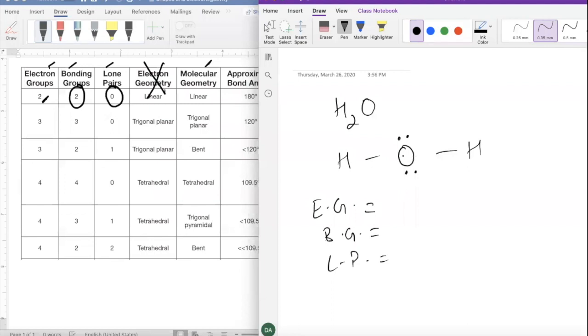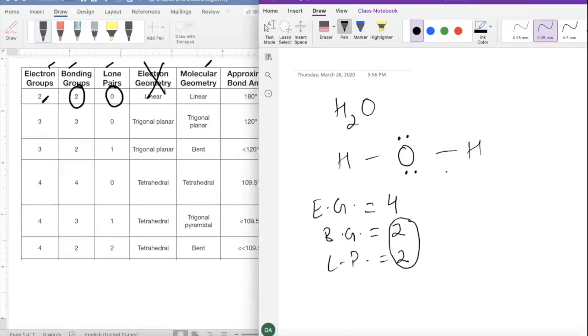1, 2, 3, 4. So oxygen has how many neighbors? This is one neighbor. This hydrogen is another neighbor. And then this lone pair is one neighbor. This lone pair on the top is the fourth neighbor. So how many total electron groups, total neighbors? 4. How many of those 4 are bonded? 2. And how many of those 4 are lone pairs? 2. We see these two numbers add up to the number on the top.